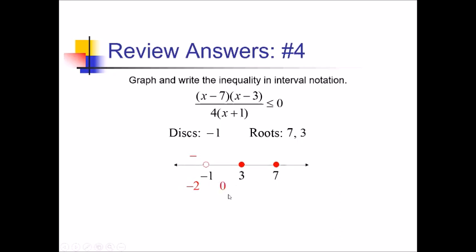Next, a number between -1 and 3. Let me use 0. That's pretty easy. 0 minus 7, 0 minus 3, those are both negative. 0 plus 1 is positive. We have two negatives. Even number of negatives comes out positive.